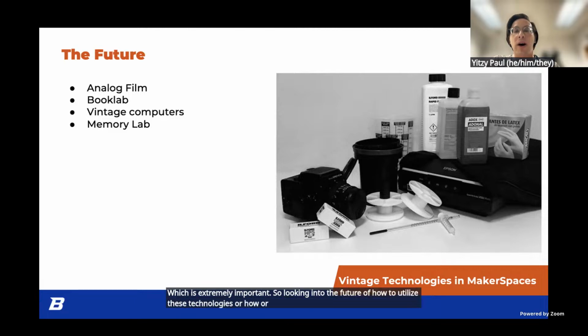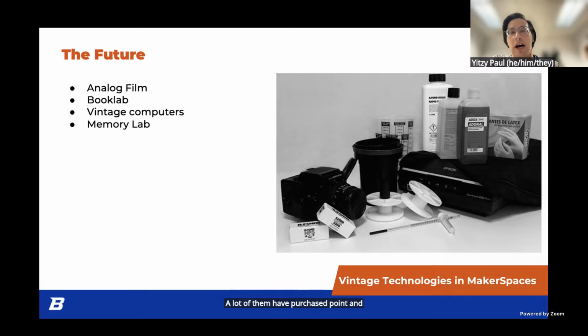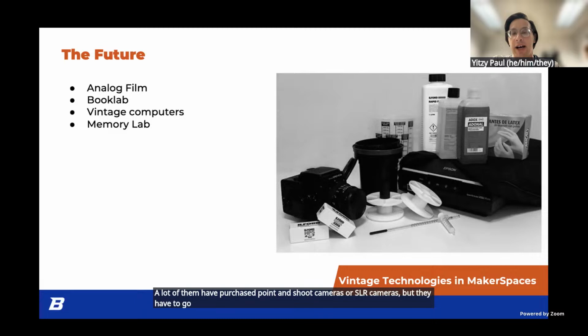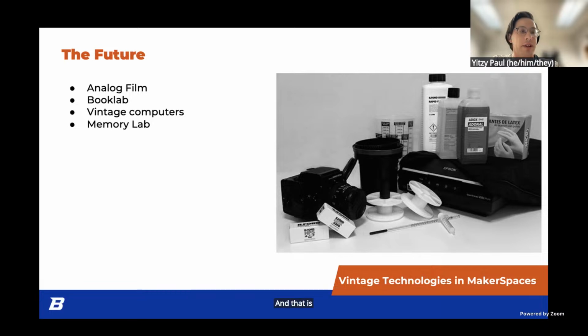So looking into the future of how to utilize these technologies, or where else we can go, I've had a lot of students express interest in analog film. A lot of them have purchased point and shoot cameras or SLR cameras, but they have to go to the one place that will actually process film in our city. And that is a huge money suck for them. And they're kind of beholden to them.